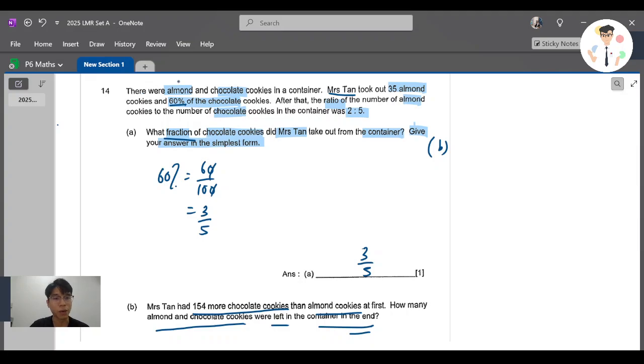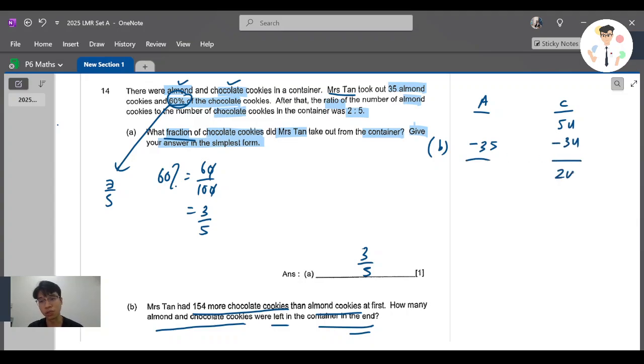Start from the beginning. There were almond, there were chocolate. So I have almond here, I have chocolate here. Do I know how many I have at first? No, I don't know. Mrs. Tan took out 35, so I minus 35 here. And 60% of the chocolate cookies. I know 60% is 3 out of 5, which means out of 5 units, I take out 3 units, so what I actually have left is 2 units. Correct? This is what we learned, right?